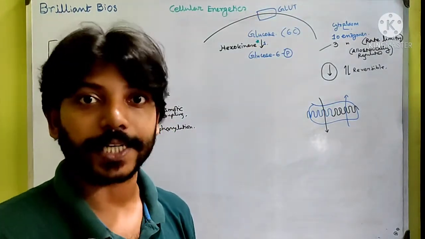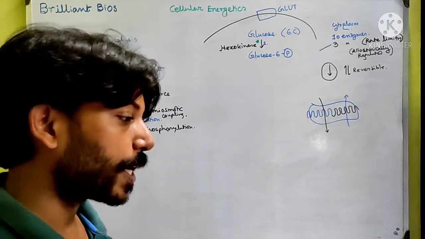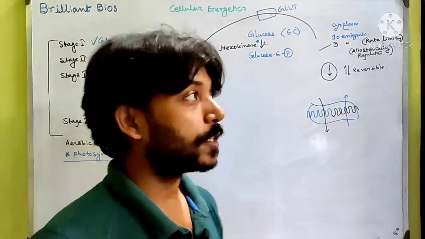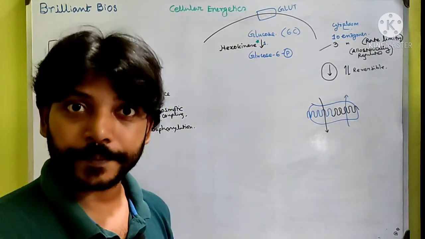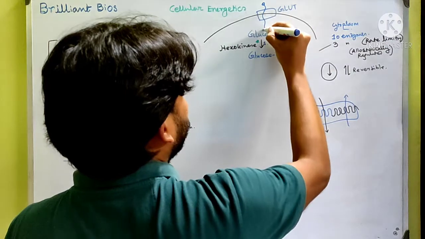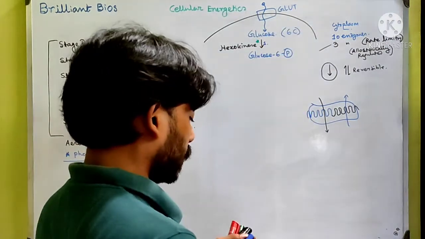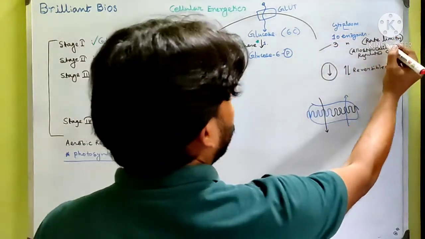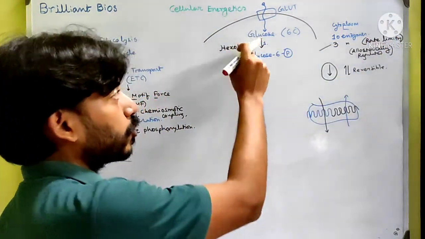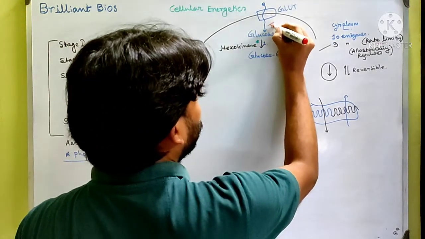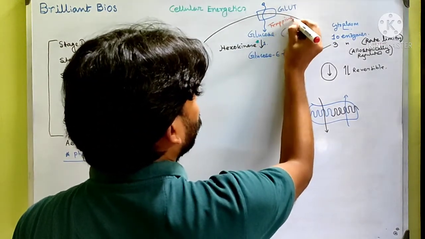It can enter, it can come out, but a cell requires glucose all the time. Now this glucose should be trapped. So once a glucose enters inside a cell, it should be trapped. So this is called trapping of glucose. This process is so important, and this is called the rate limiting enzyme. So hexokinase is a rate limiting enzyme. In the first step it is called trapping of glucose.